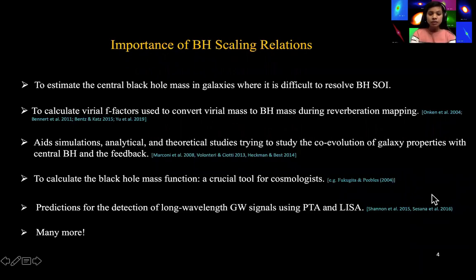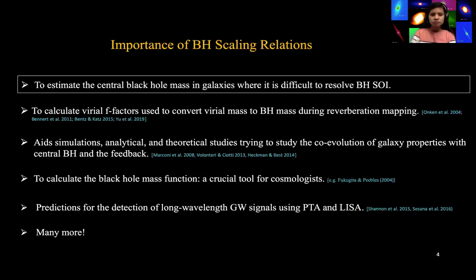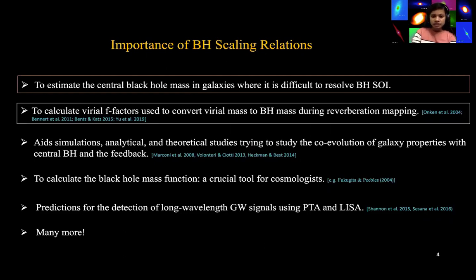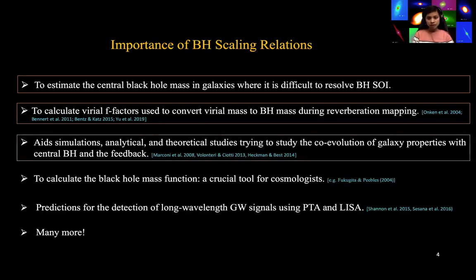Before I go on talking about the scaling relations we observe, I want to talk a bit about why these black hole mass scaling relations are important. First, the most straightforward is that the black hole mass scaling relations can be used to estimate black hole masses in other distant galaxies. These scaling relations can be used to calibrate the virial factor, which is used to convert the virial masses into black hole masses in the reverberation mapping method. The correlation of black hole mass with host galaxy properties holds crucial information for theoretical studies and simulations which are trying to study how the black hole mass co-evolves with the host galaxy.